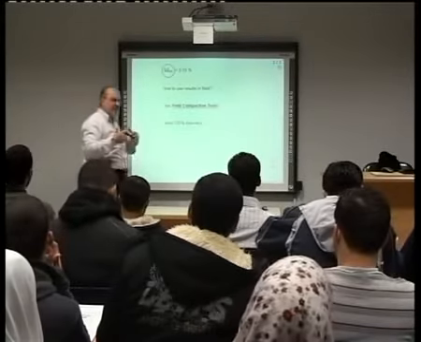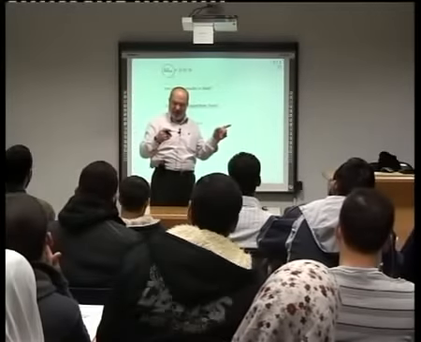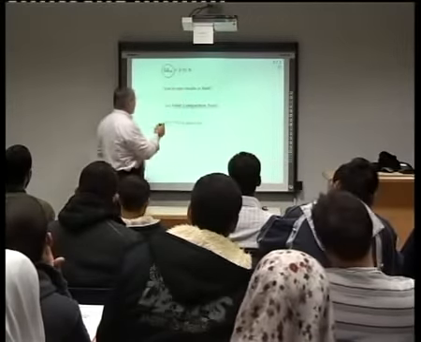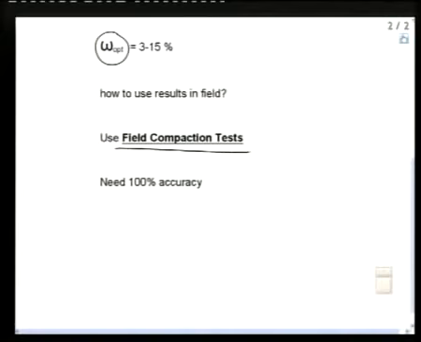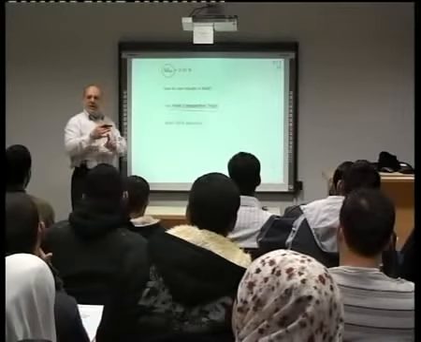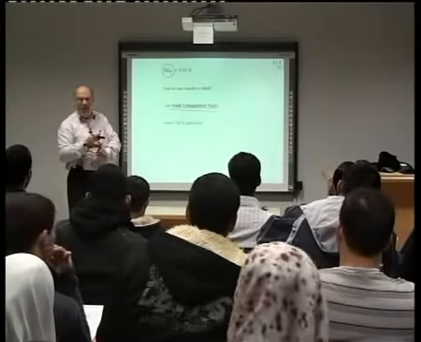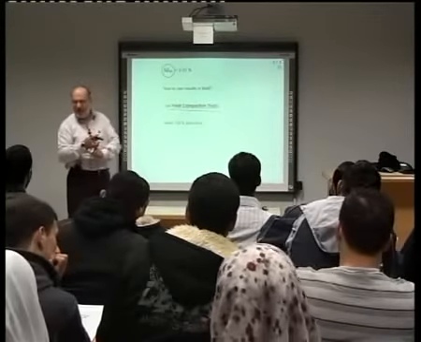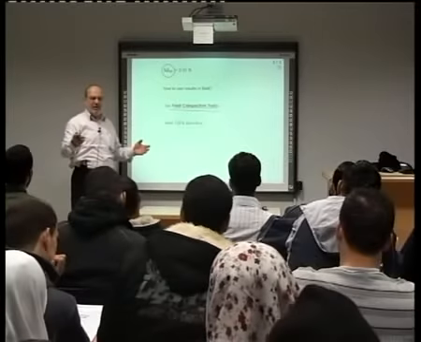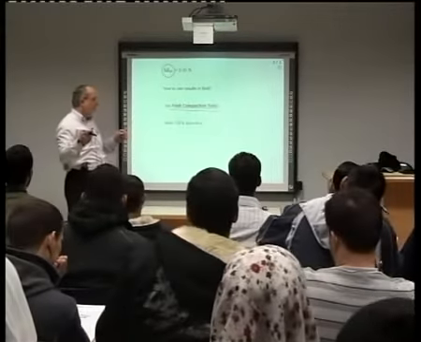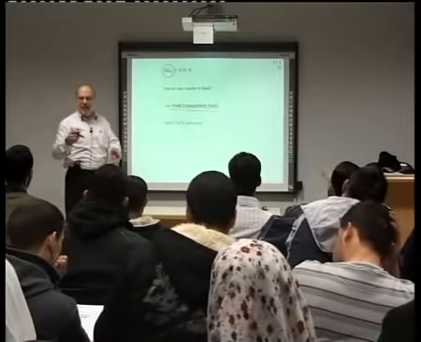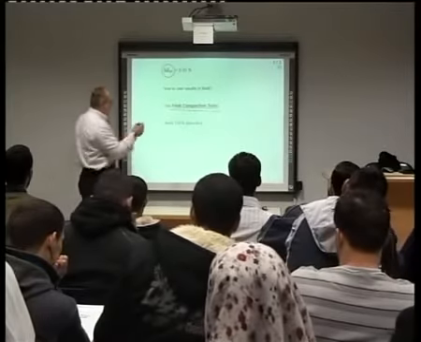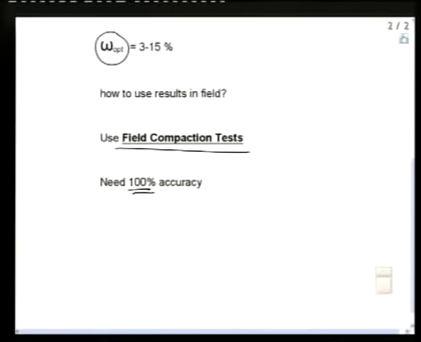Now, how can I guarantee that I reach the gamma D maximum? By doing what we call field compaction tests. We have several tests: the rubber balloon test, the sand cone test, or even using a nuclear device. So we have different field compaction tests to do, and we will continue doing that until we reach 100% accuracy, especially when we have some important projects.